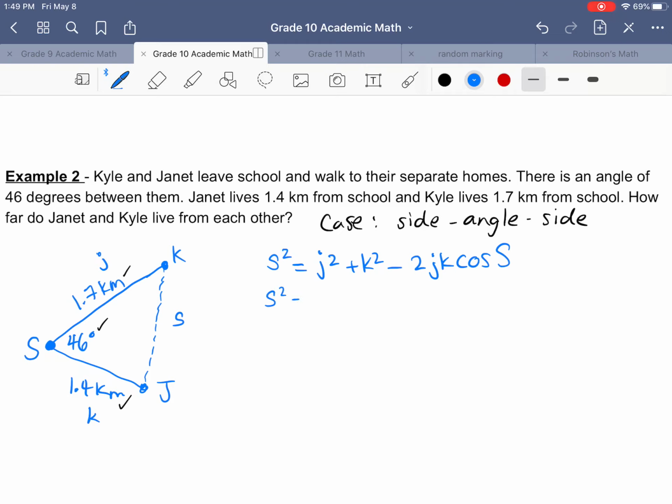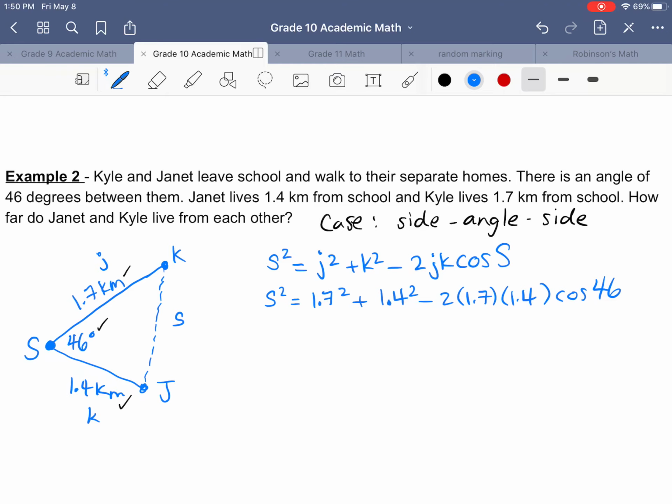Okay, let's put in all the information we know. So we don't know what s squared is. J is 1.7, k is 1.4, and we have our angle of 46 degrees. So we have s squared is equal to 1.7 squared plus 1.4 squared minus 2 times 1.7 times 1.4 times cos of 46. Now, most of you at this point can punch it all into your calculator and solve for it in one go, and that's great.